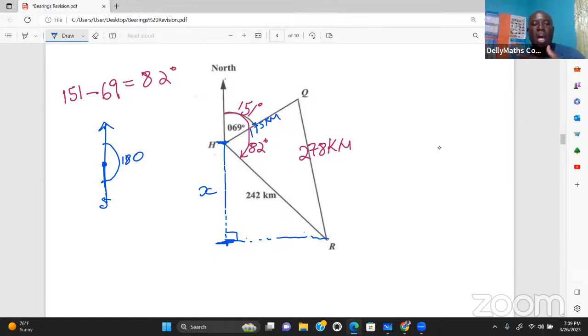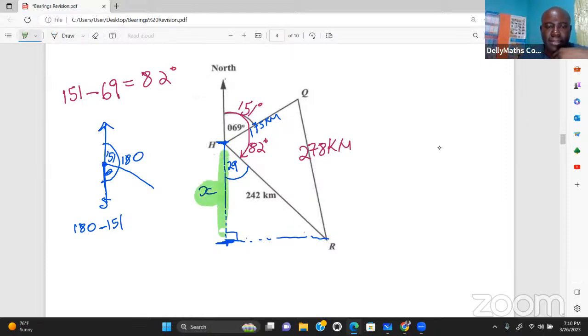So the fact that that is 180 and 151 came here, I am able to find that little piece. So if I say 180 and I take 151 from it, I am left with this little piece as 29 degrees. Why am I doing this? Because I need the angle to help me to find that distance here that I call X.